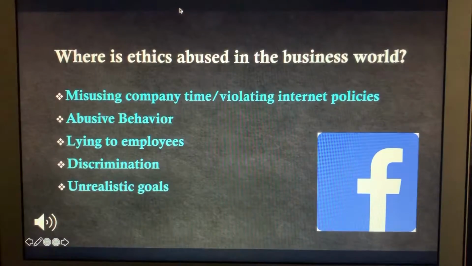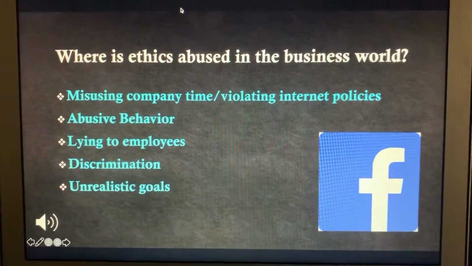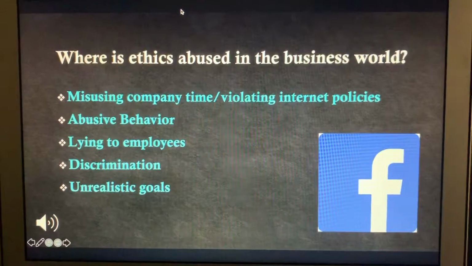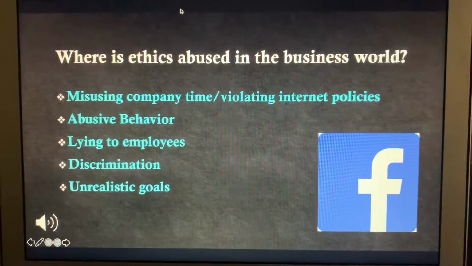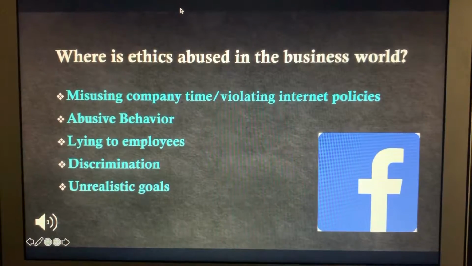Ethics can be abused in the business world more than we know. Below are 5 of the most common ways it is abused. The first is misusing company time and violating internet policies. This can include making private phone calls or browsing Facebook while you are supposed to be working.